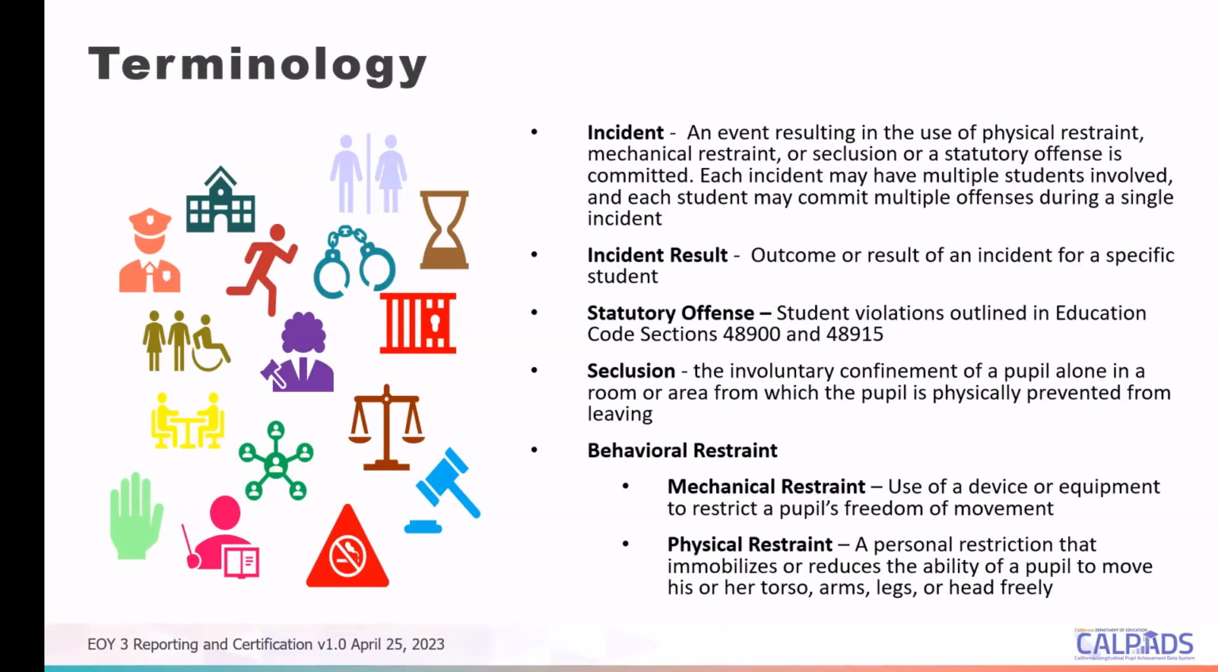Those are your results. The statutory offense, those are the codes that are mapped to student violations outlined in sections 48900 and 48915. Seclusion is the involuntary confinement of a pupil alone in a room or area which the pupil is physically prevented from leaving. So, we should not be indicating in our information systems seclusion or restraint. That information should be populated for us by the disciplinary authority.